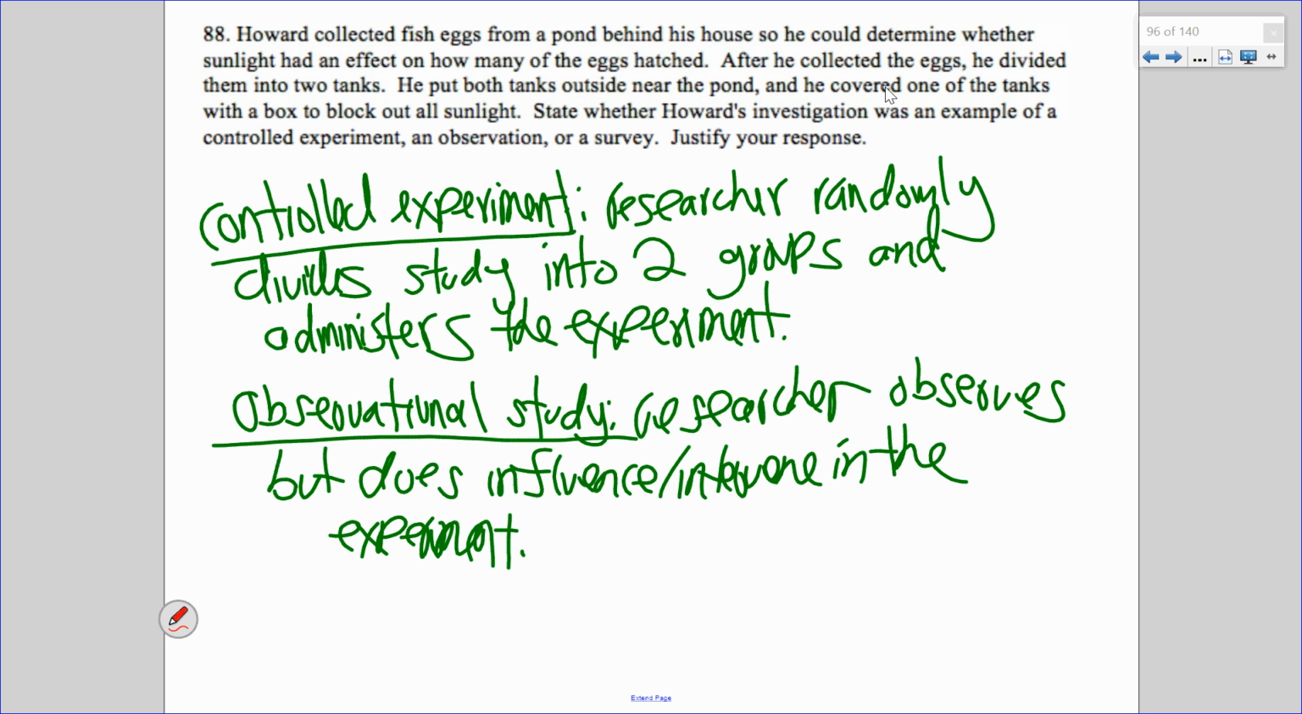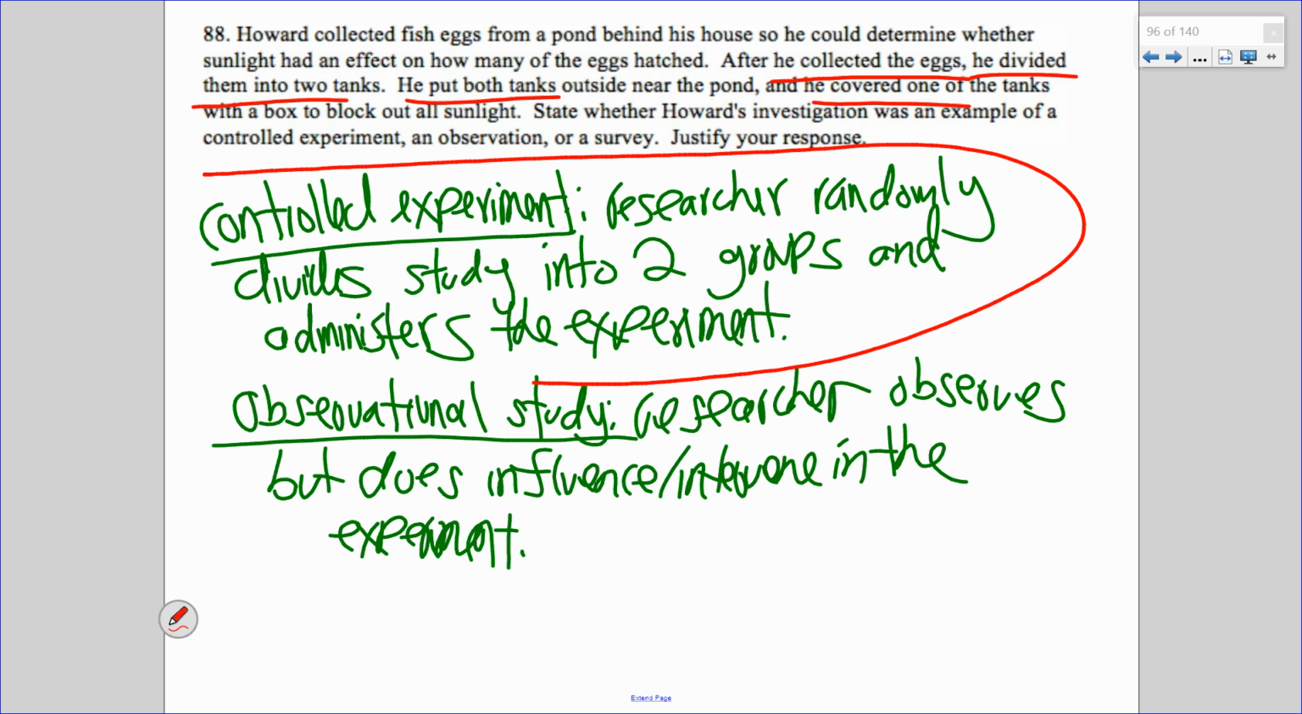So, because he collected the eggs, he divided them into two tanks, he put both tanks outside, and he covered one of them to block out all the sunlight, Howard's was a controlled experiment, because he did all of that.